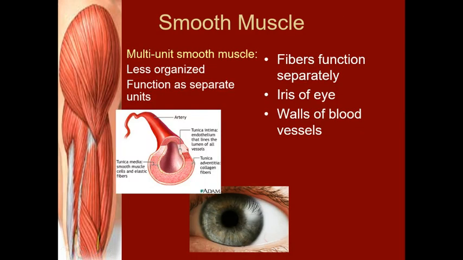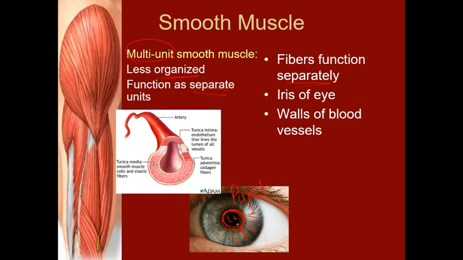Okay. Multi-unit smooth muscle, again, not very organized, so they're less organized than skeletal muscle. They function as separate little units instead of one unit. You don't get that peristalsis, that movement that reacts together. So each fiber kind of functions separately. We find those in the eye. The iris is this colored portion of your eye, and it regulates this little spot right here. That spot in the middle is called the pupil. And the pupil is just a hole in the eye. So there's nothing really there. The only thing that goes through it is light. So light goes through there.